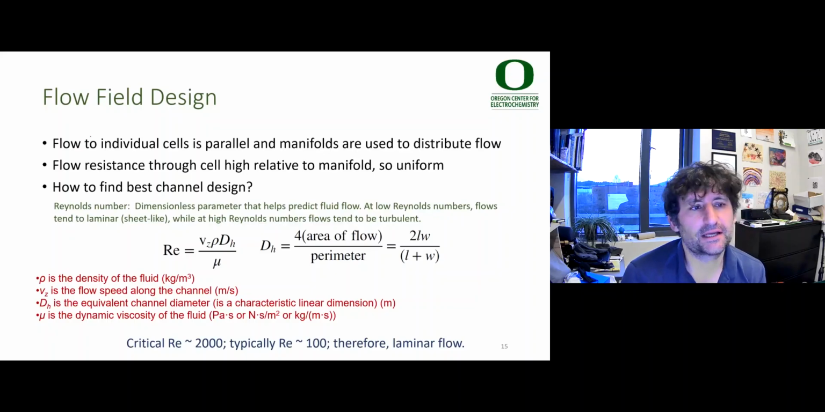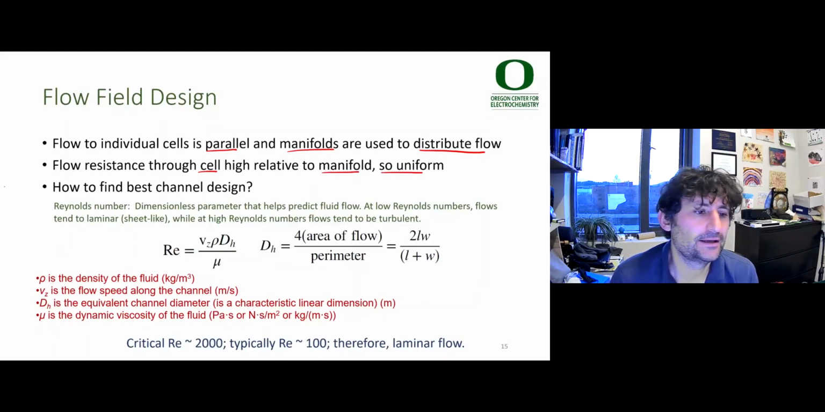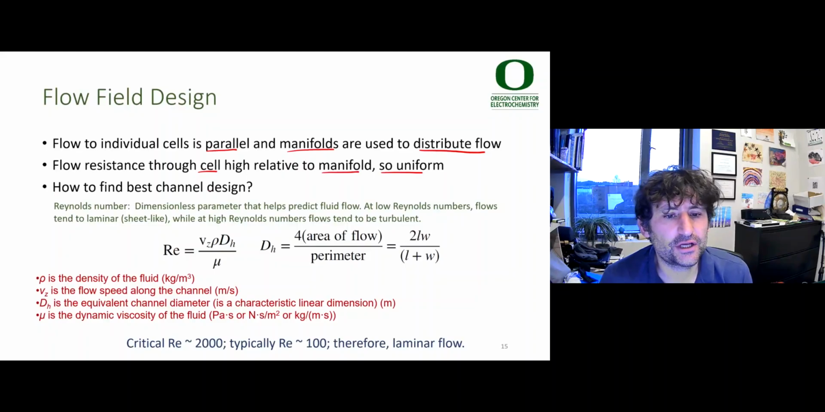Now let's talk about designing the flow fields, which are incorporated into the bipolar plates. Flow to individual cells is typically parallel, and there are manifolds. So manifolds are gas distribution systems, pipes usually, or tubing, and those are used to distribute the flow of the gases. The flow resistance through the cell is typically high relative to the manifold, so the flow is typically uniform through the cell. The question is, how do you find the best channel design?